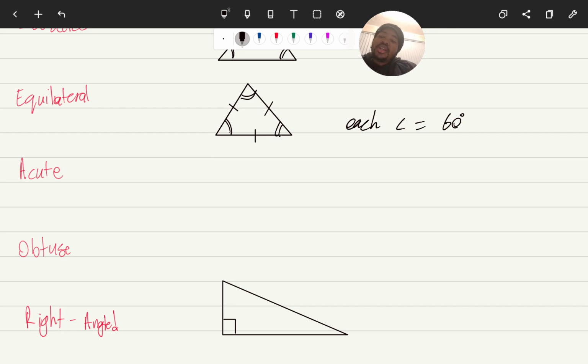So an acute triangle is a triangle made up of angles that are all below 90 degrees. For example, an equilateral triangle is an acute triangle. And then an obtuse triangle has an obtuse angle in it. A good example could be this kind of triangle.